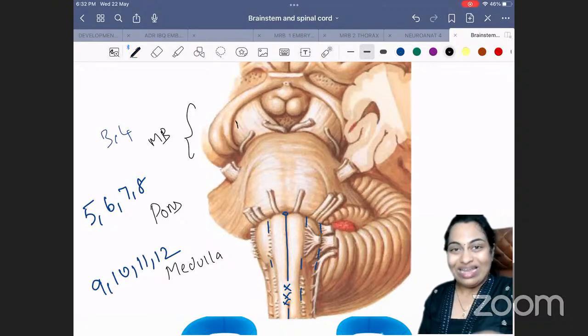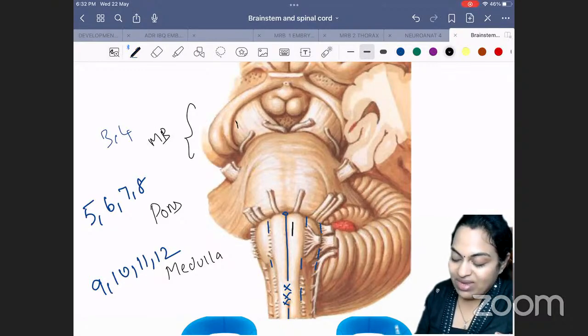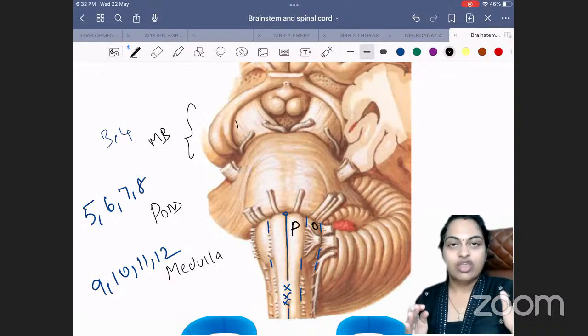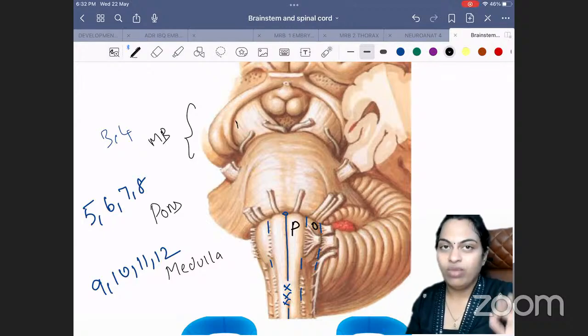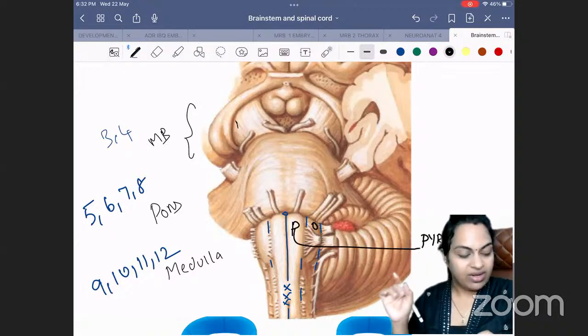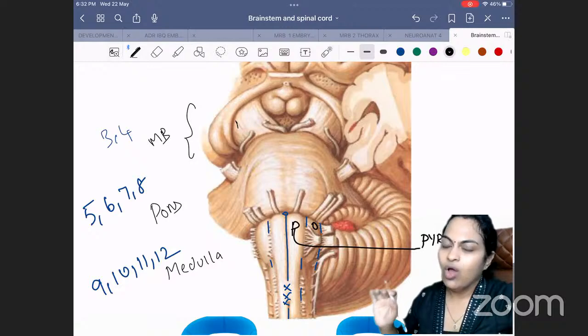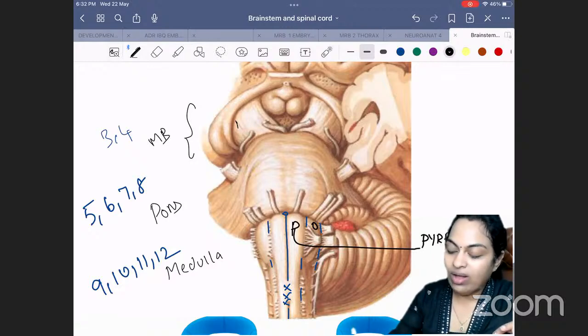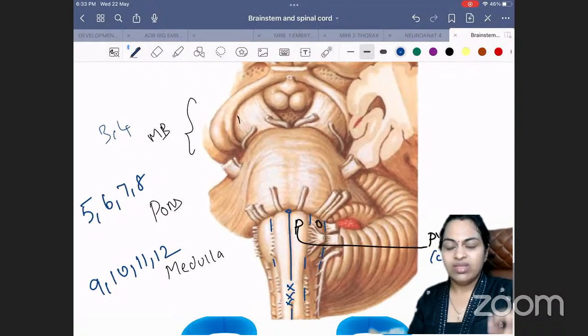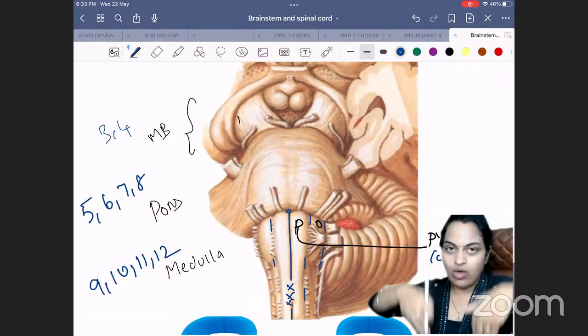Now, in your spotter exam, they can put a pin here. They can put a pin here, right? So this bulge that you see on either side of the anteromedian fissure is the pyramid. They'll put the pin on the pyramid and ask you to identify. You'll tell it's the pyramid. What lies underneath the pyramid? Yes, it has the corticospinal fibers. So the pyramid bulge is produced due to the underlying corticospinal fibers.